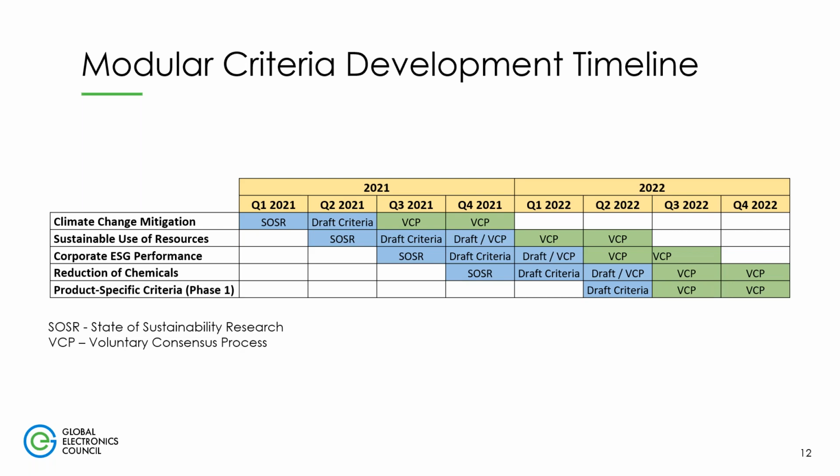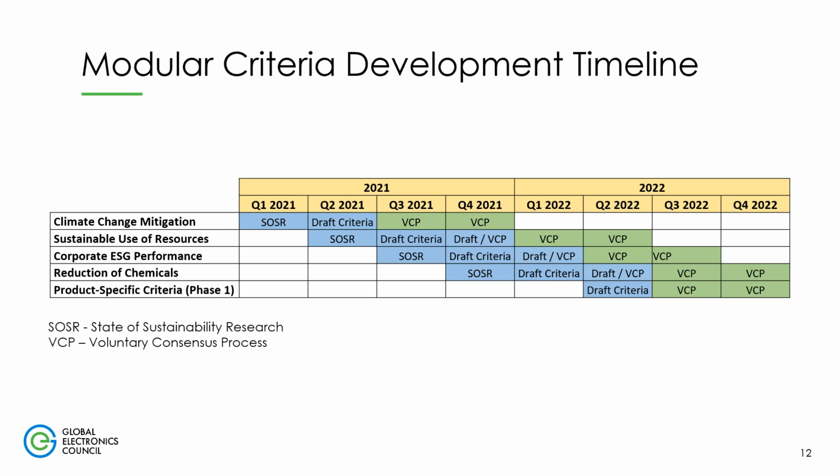The slide is color-coded like earlier slides with the preparatory work, the state of sustainability research, criteria drafting in blue, and the voluntary consensus or technical committee in green. We're proposing stretching criteria development over 2 years to basically reduce the burden on stakeholders that may want to participate in multiple processes, but they are staggered, as you see.